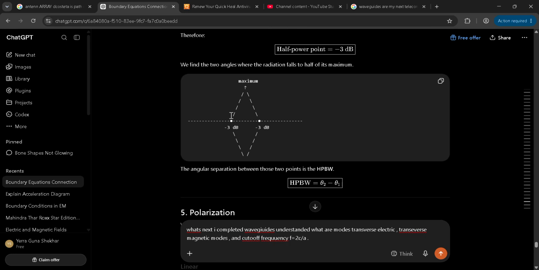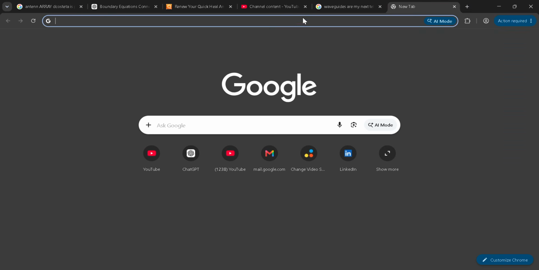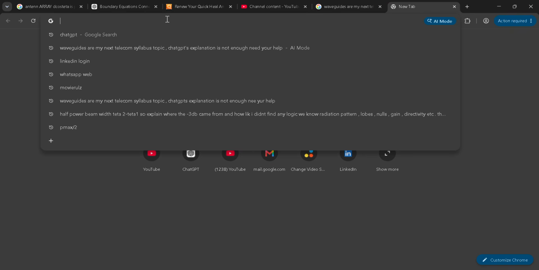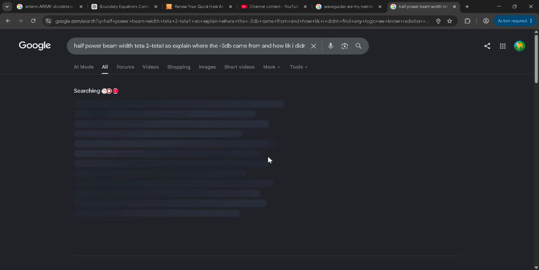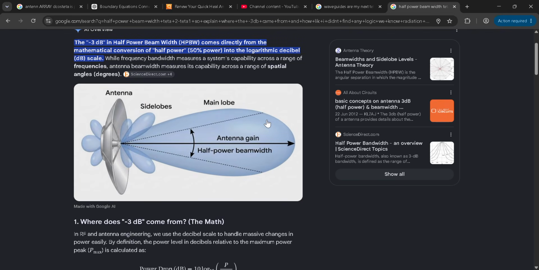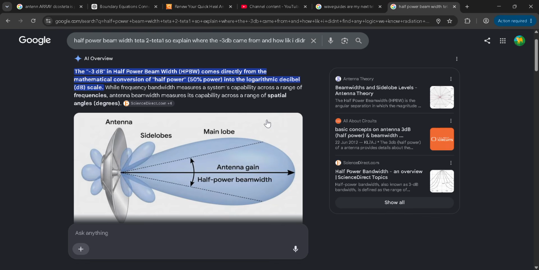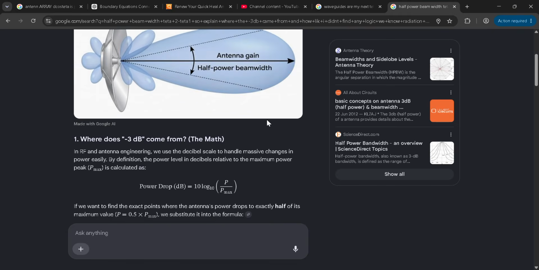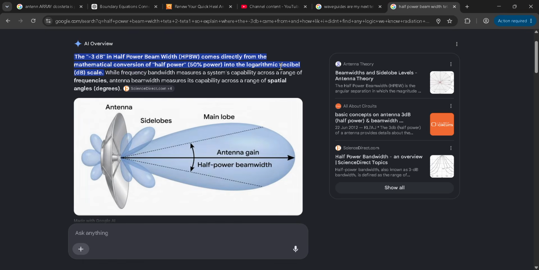Suppose maximum radiation power is given, so half of that is given as P max by 2. Beamwidth is theta 2 minus theta 1.